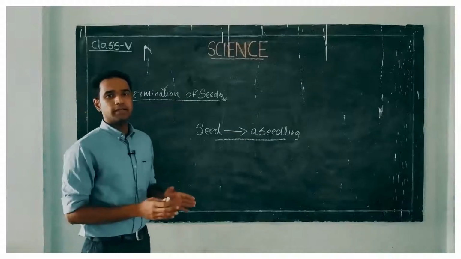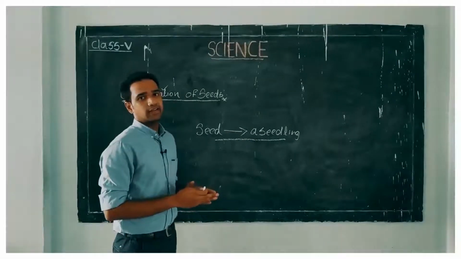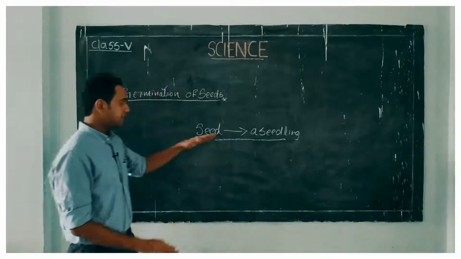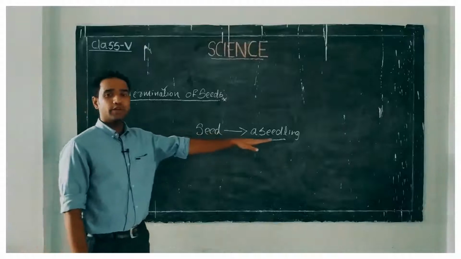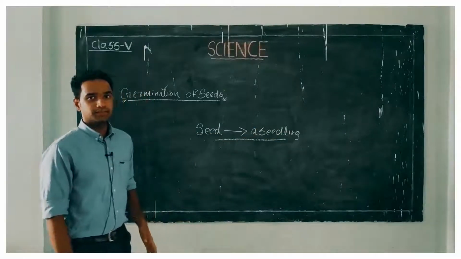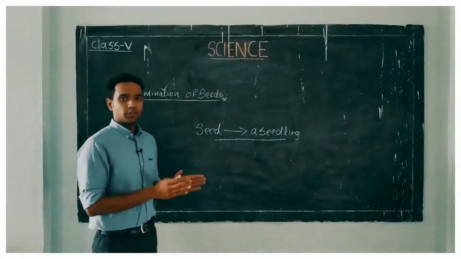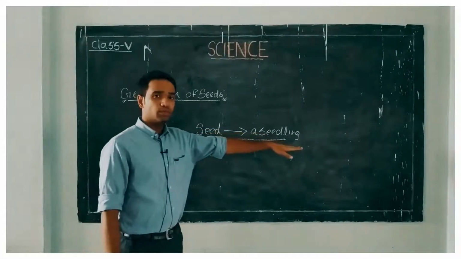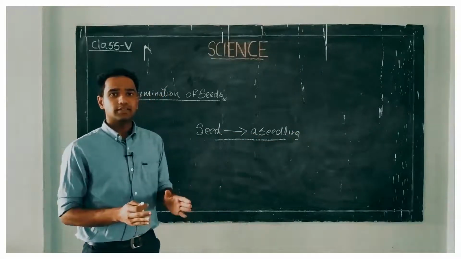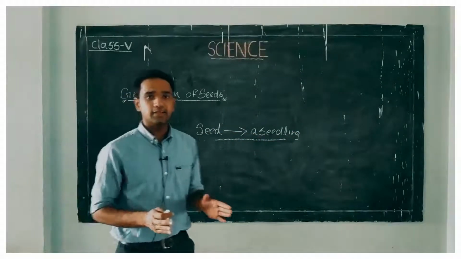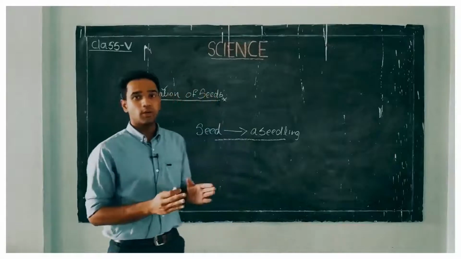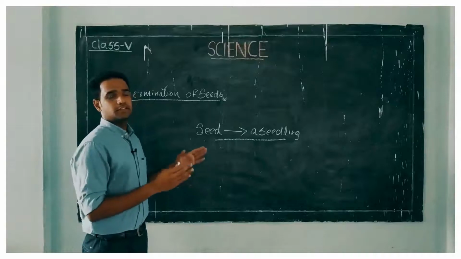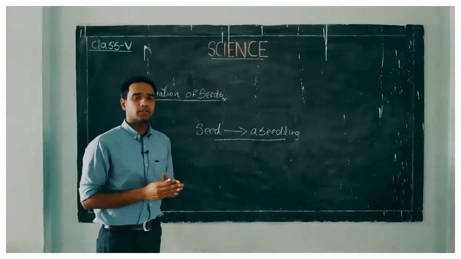Or in simple terms, we can say that germination is the process by which a seed grows into a new plant. Clear? Yes. Now, there are various factors for this germination. Let's see what all are those things.